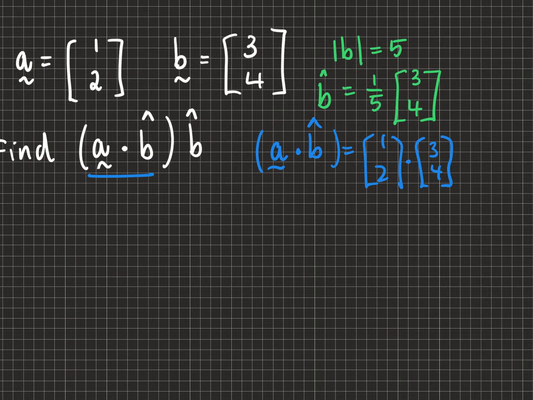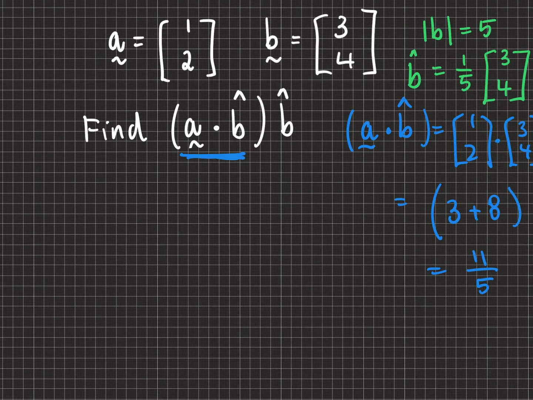But watch what I'm doing here. I'm going to leave that 1/5 over there minding its own business. I'm going to dot these two vectors. 1 times 3 is 3, 4 times 2 is 8. 3 and 8 is 11, and then multiply it through there if I want. Okay, now this bit here is equal to 11 over 5, and I need to multiply that by vector B hat.